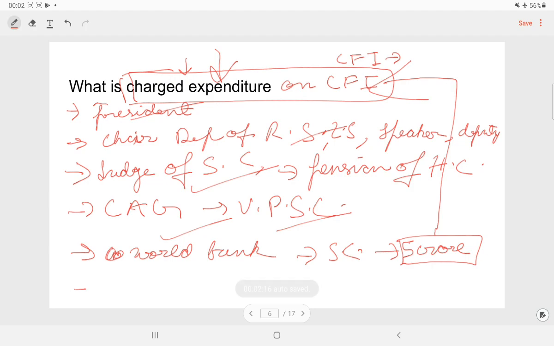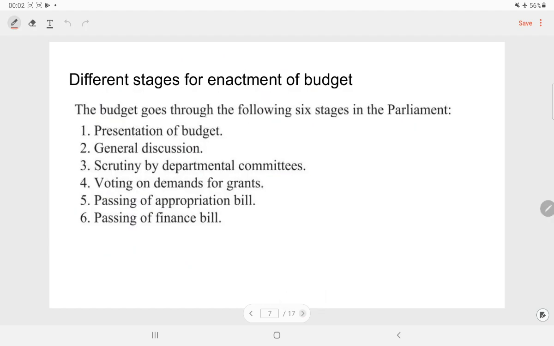The yearly plan could not be met otherwise, because these are the basic structure of government and basic things, and if their expenditure were under vote, that would definitely undermine the authority of these institutions. So these are the charged expenditures on the CFI. Moving on to the different stages in the enactment of the budget. There are six stages in the enactment of the budget, and I will deal with those stages stepwise.